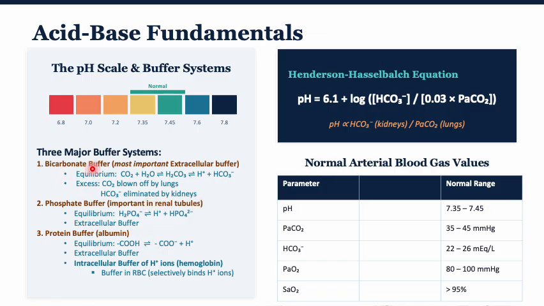Again, the bicarbonate buffer is a very important extracellular buffer. The phosphate buffer is in the renal tubules, is also an extracellular buffer. And then, like I told you, the protein buffer, which is based off of albumin, is normally an extracellular buffer. However, protein buffer can be in the intracellular space, and this is usually with hemoglobin.